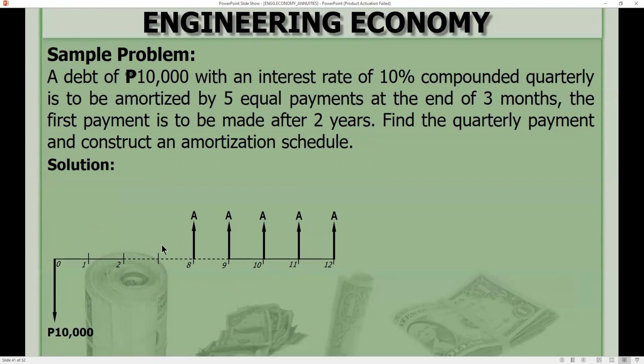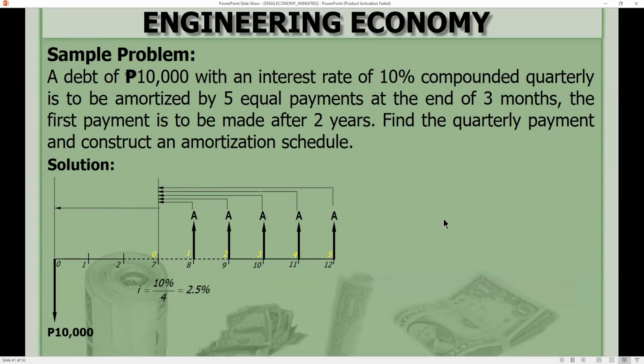If you look at this cash flow diagram, it is a deferred annuity, so the same solution as deferred annuity. First, project all payments one period before the first payment, so at 7. Then you start counting from 0, 1, 2, 3, 4, 5. That is the payment. After solving for this, project it to 0. That is P, which is equal to 10,000.